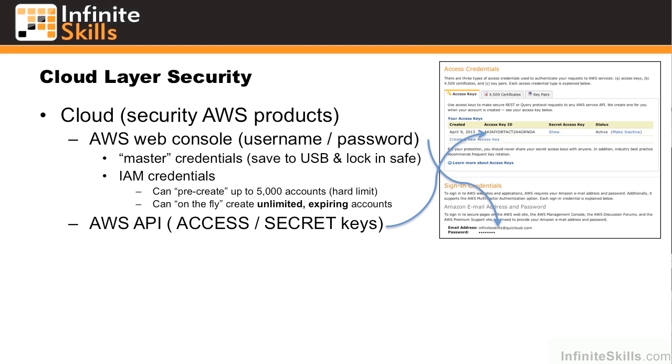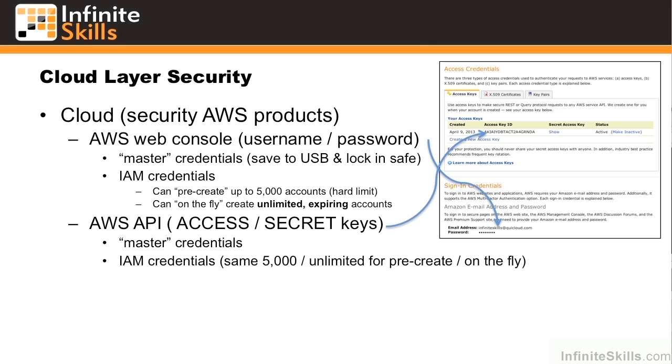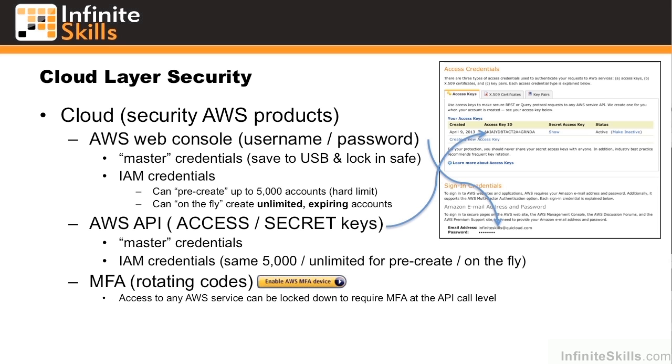On the AWS API access, you actually access API calls via signing them with your access and secret keys, which you see here. Again, you have master credentials for the entire account, and you can create IAM credentials with the same 5,000 or unlimited on-the-fly limitations. We can lock down access to individual API calls with what's called MFA or multi-factor authentication.